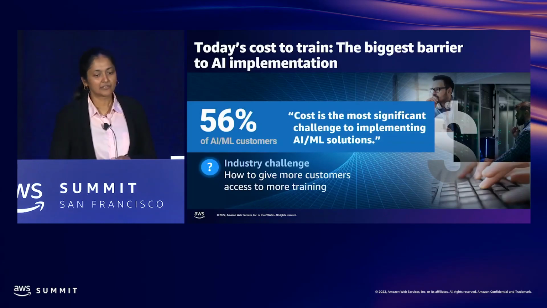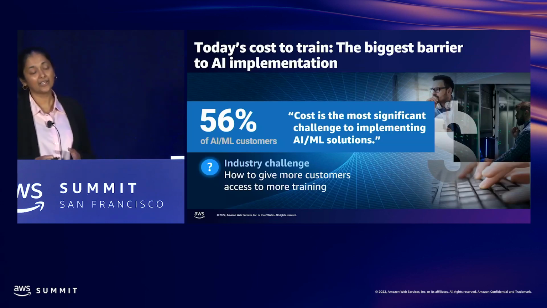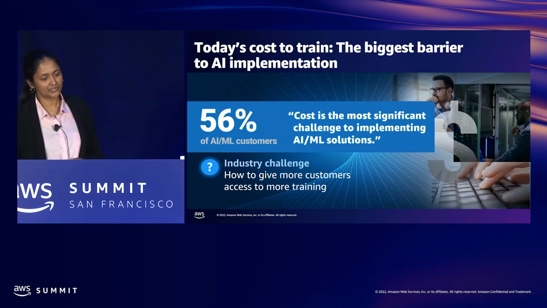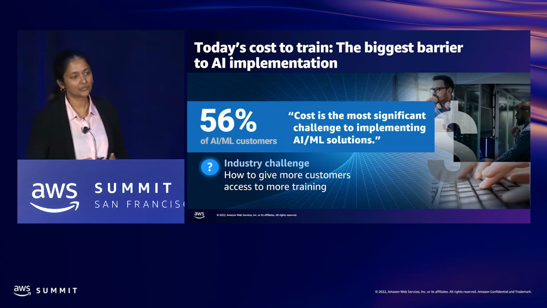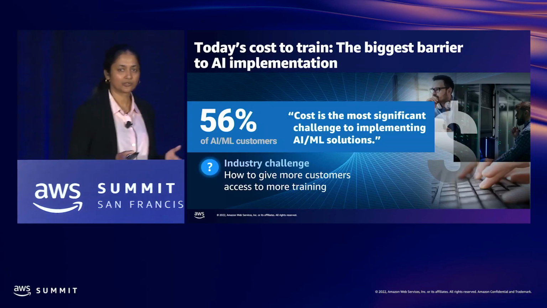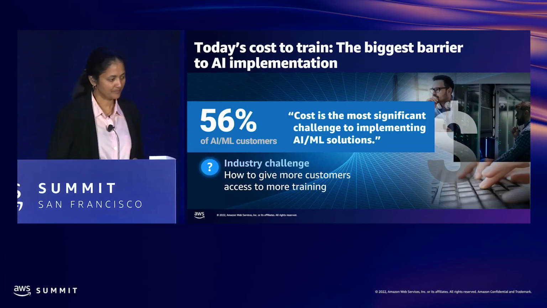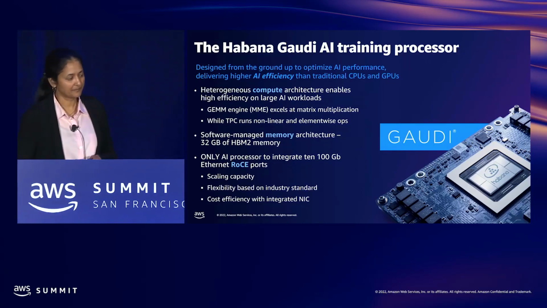And here today we're going to talk about the cost to train, right? The biggest barrier that's reported is cost. It's one of the most significant challenges that businesses have in terms of implementing AI solutions. And as an industry, this is a challenge for us. How do we provide our end customers and users access to more affordable AI training? This is where Habana Gaudi comes in.